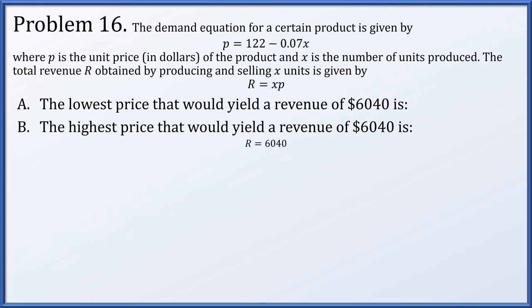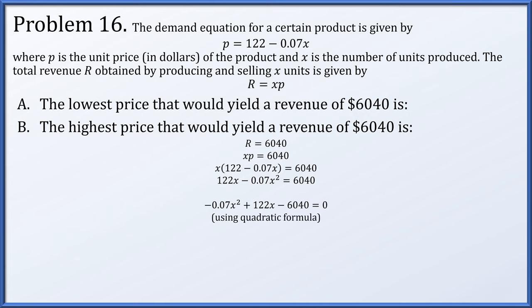So we set our revenue equal to 6,040. In other words, x times P is 6,040, but P, remember, was 122 minus 0.07x. We distribute this out and we end up with a nice quadratic. So we're going to solve for x. We need to push everything over to one side and put it in its standard order. So negative 0.07x squared plus 122x minus 6040 should be 0. We're just going to use the quadratic formula here.